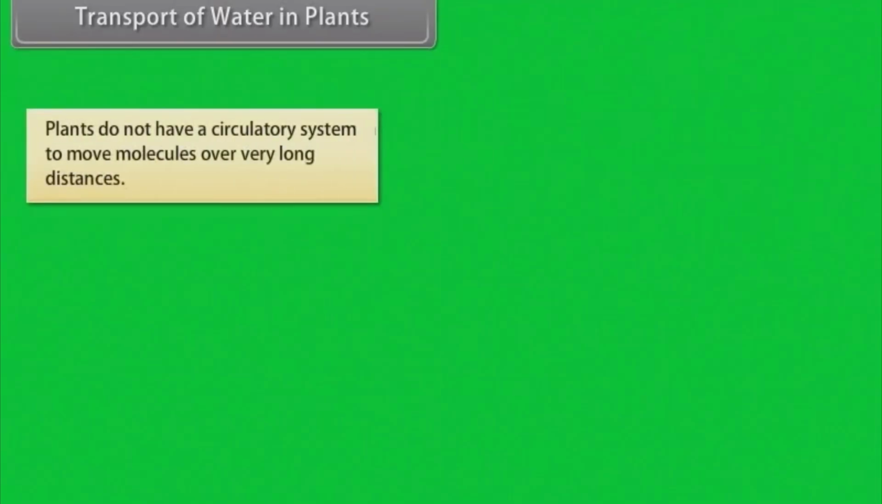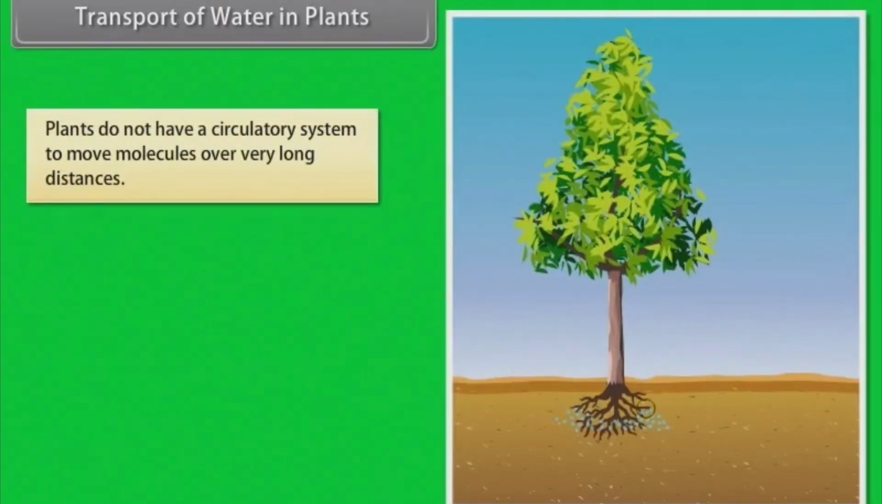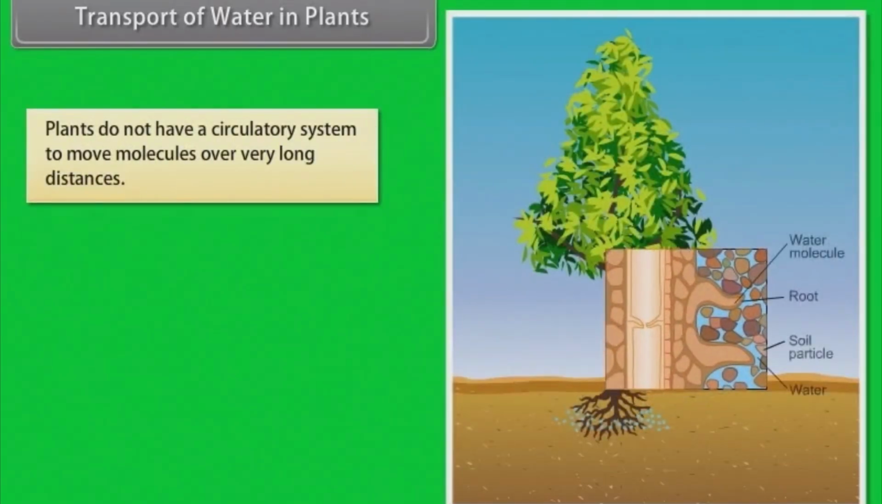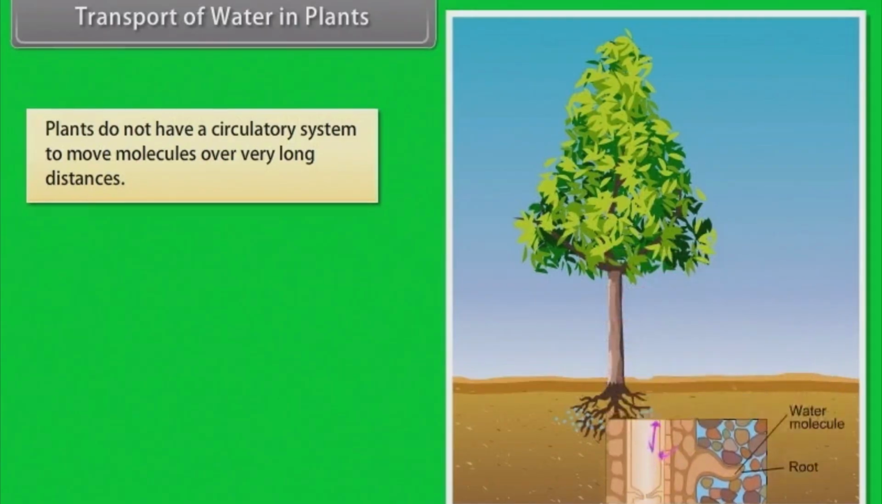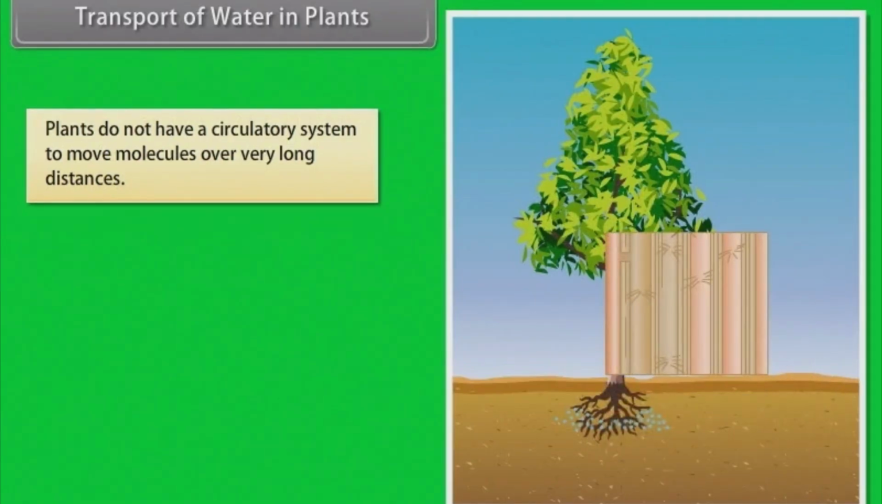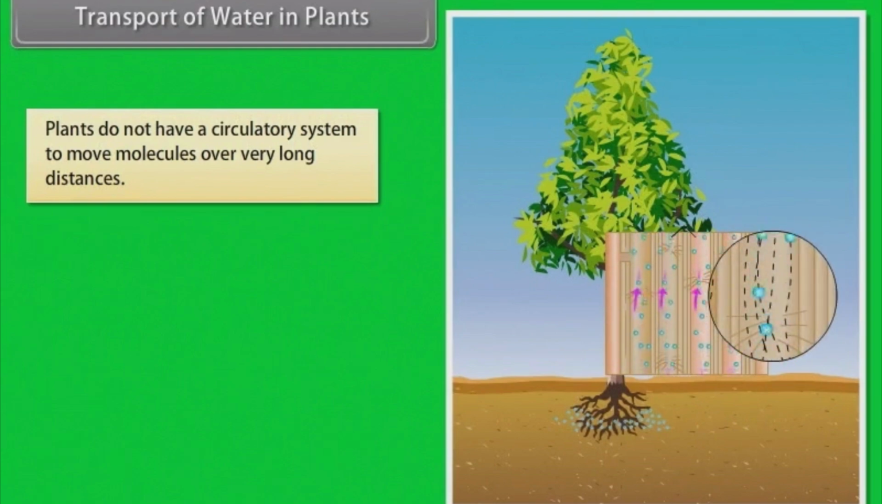Transport of water in plants. Introduction. All plants need to move molecules over very long distances. They also do not have a circulatory system in place. Water taken up by the roots has to reach all parts of the plant, up to the very tip of the growing stem. The photosynthetes, or food synthesized by the leaves, have also to be moved to all parts, including the root tips embedded deep inside the soil.